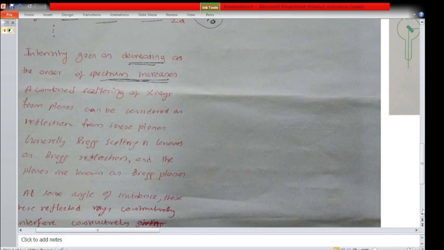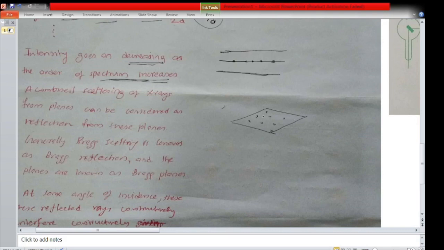Okay, so a combined scattering of X-rays from planes can be considered as a reflection. So what Bragg did, if you are considering all those atoms, or all those planes, and in these planes there are a number of atoms. Okay, this is only two dimension. So in three dimension you will have some plane like this inside that crystal, and there will be a number of atoms in this plane, okay, with some ordered arrangement. I'm just showing that randomly.